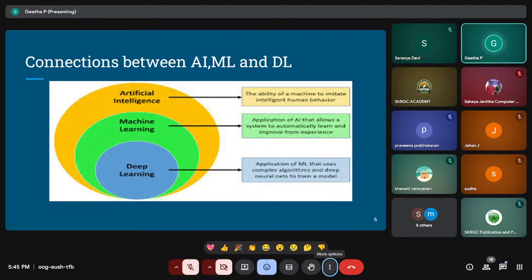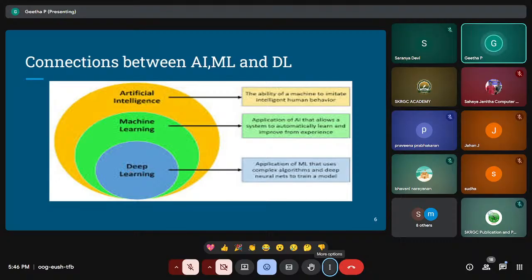And ML is to learn automatically from experience without being explicitly programmed. Okay, so instead of giving rules, we can use an algorithm to learn from past data and make predictions or decisions. And DL uses artificial neural networks inspired by the human brain to learn complex patterns from large data sets. So deep learning automatically extracts features from raw data. It enables machines to learn hierarchical representations of data using multiple neural network layers.